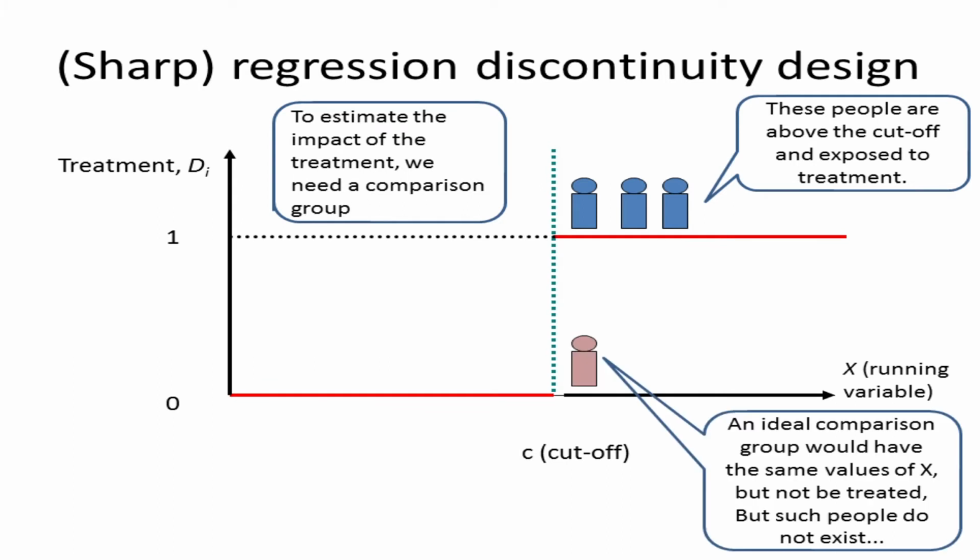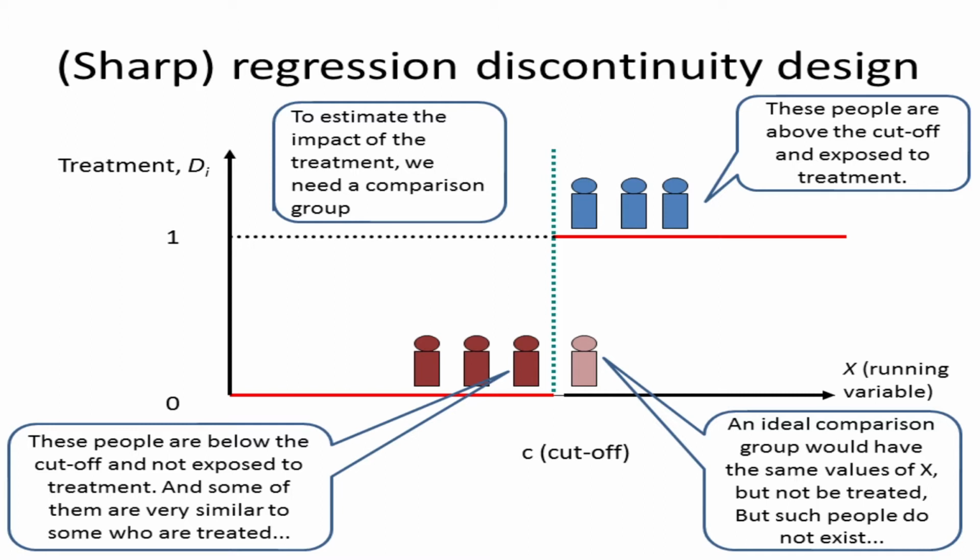Now, an ideal comparison group would be people who have the same values of this characteristic, so they're similar to these people, but they don't get the treatment. Under various conditions, that would be an ideal comparison group, and we could just compare outcomes for the two groups, so we could get a nice causal estimate of the impact of the program. But in the situation I've described, those people don't exist. Everybody who has a value of x above c is treated.